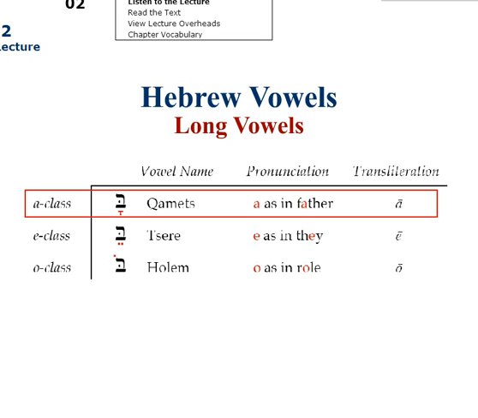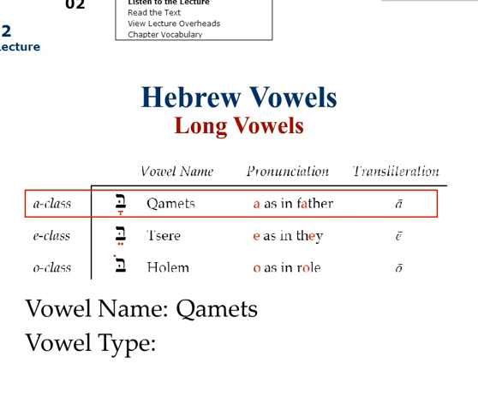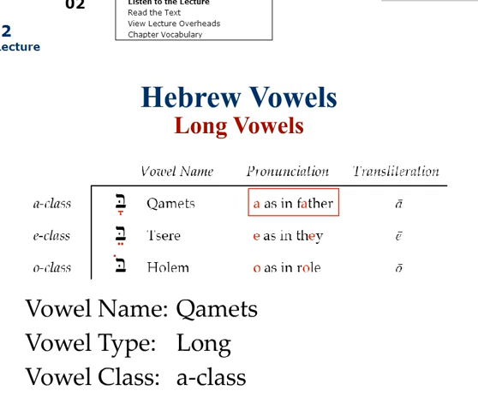We begin with the A-class vowel, qamets. It appears in red in handout 2B and also in the chart in section 2.3 in the grammar. The vowel name, once again, is qamets. The type is long. The class is A class. And the sound of qamets is ah, as in the English word father.